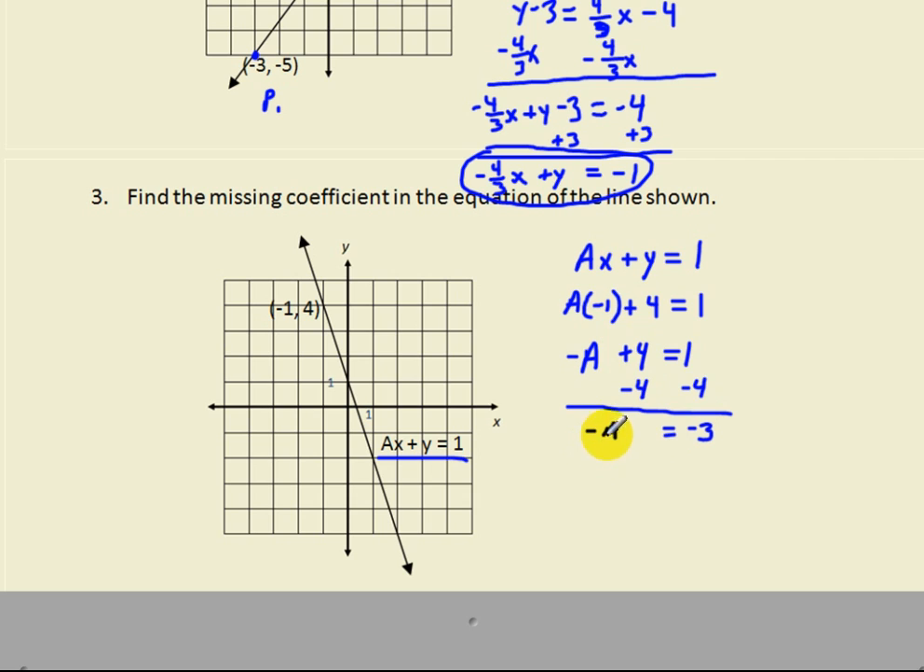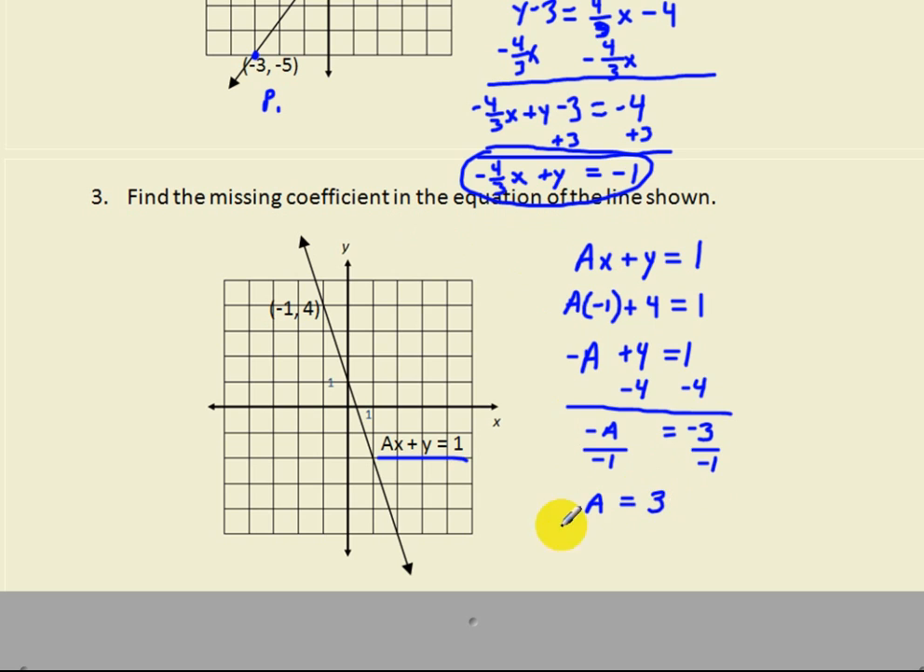And then we don't want the opposite of a, we want a itself. So I'm going to divide by -1 to get rid of that negative sign. And then that gives us a is equal to -3 over -1 is 3. So for this particular equation, we're done because we found the missing coefficient.